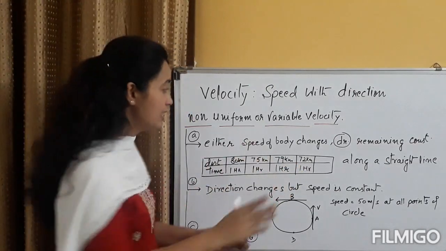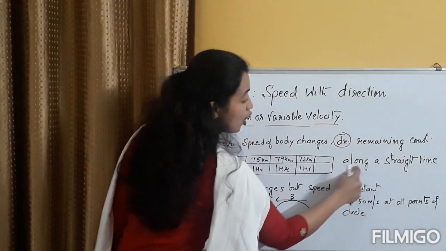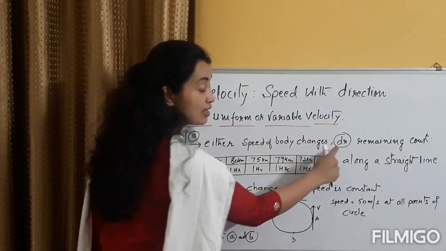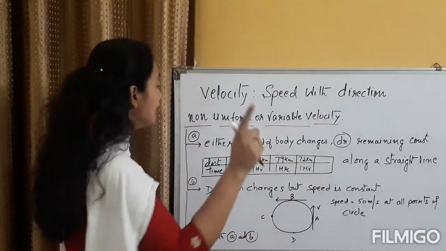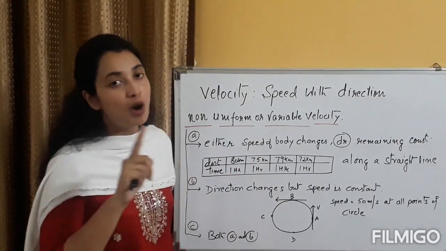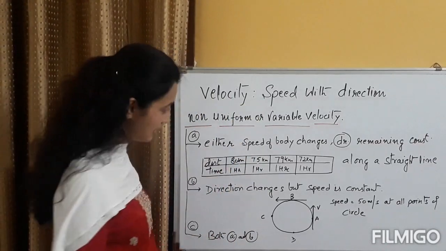It's not constant. But what is constant? Direction is the same. It is along the same straight line. So when the speed of the body changes, direction does not change. Then also you can say it is variable or non-uniform velocity. This is the first situation which leads to non-uniform velocity.